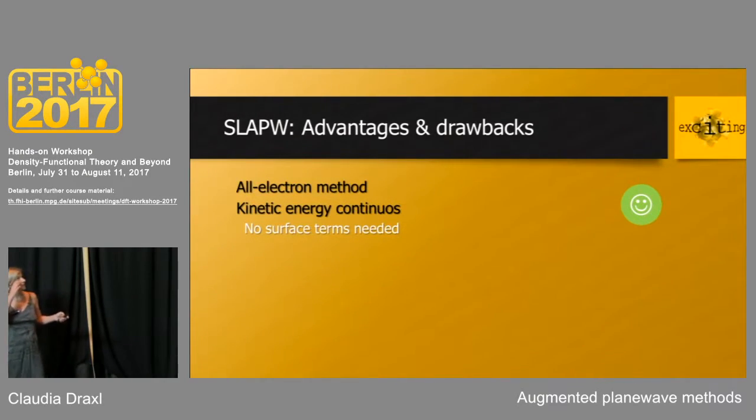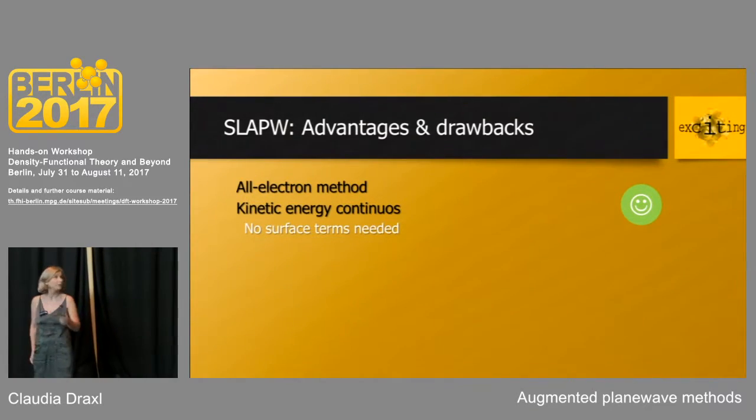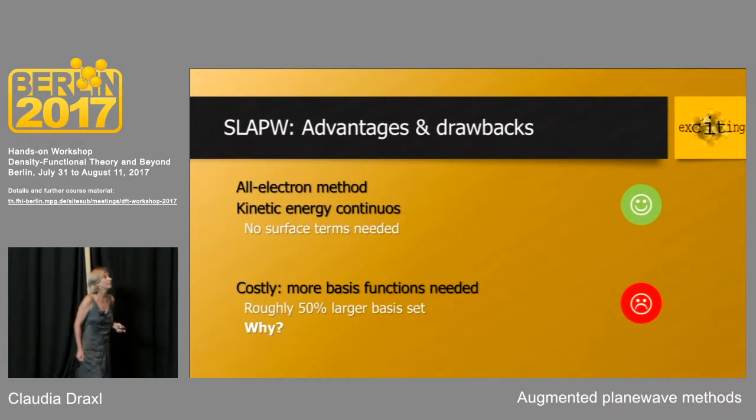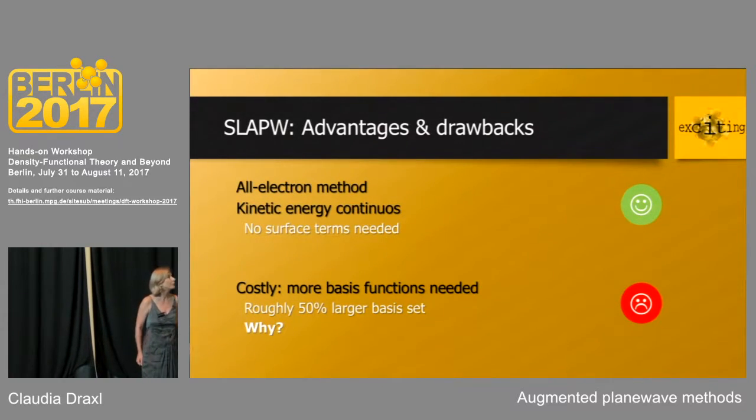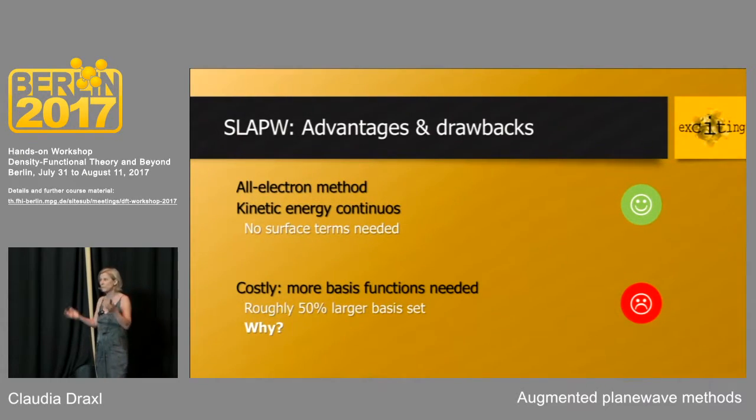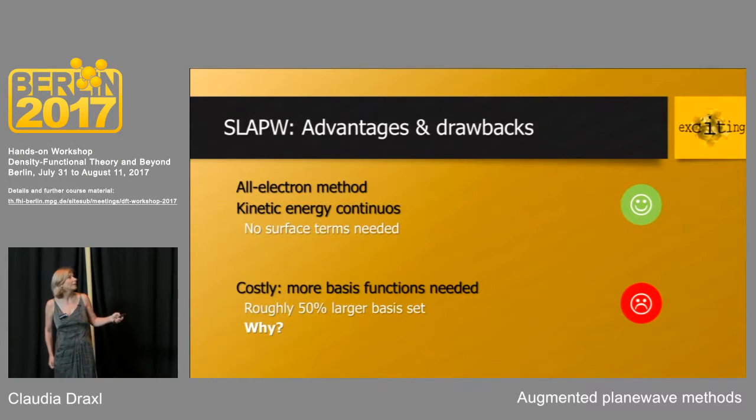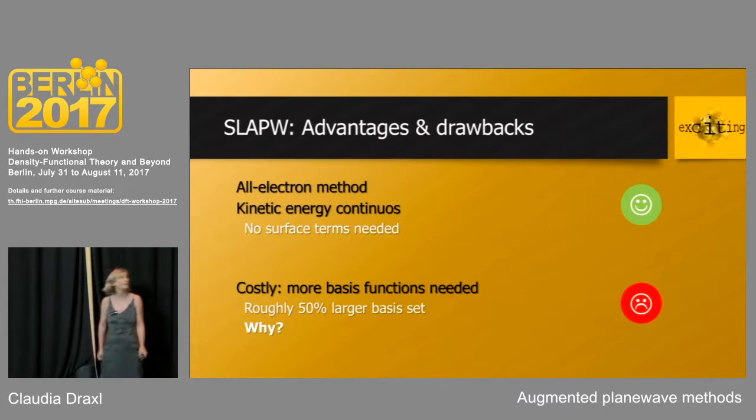So the advantages, as I said, you have an all-electron method. You can treat everything. Now you have even the kinetic energy continuous, very good. But this is roughly 50% more costly, or I think in terms of computing time, it's 5 to 10 times more costly. Because if you need twice as large a basis set, the diagonalization takes 8 times the computing time. So in essence, it's not so good, and we had to find something better.